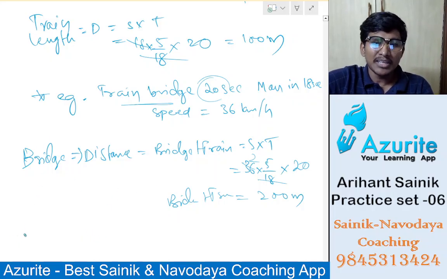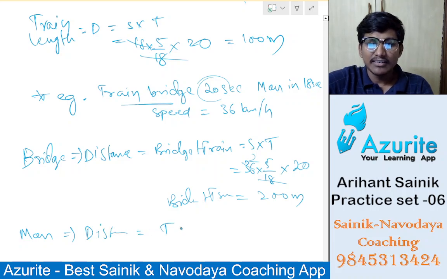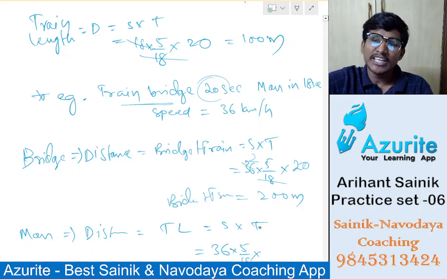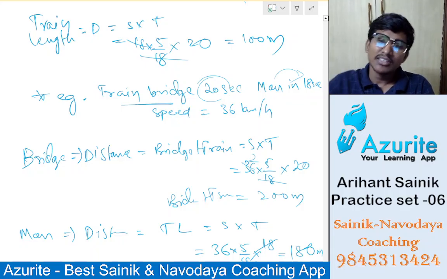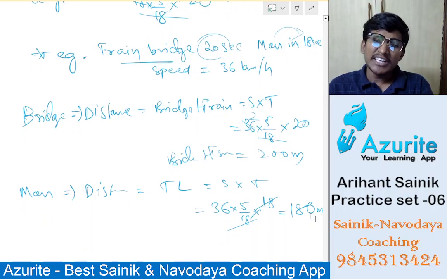Now in the case of the man, the distance will be directly the train length, that is speed into time. Speed is how much? 36 kilometers per hour, that is 5 by 18, into time. Here the man is crossed in 18 seconds. So 18 cancels, 36 5s are how much? 180 meters. So the train length is 180 meters.